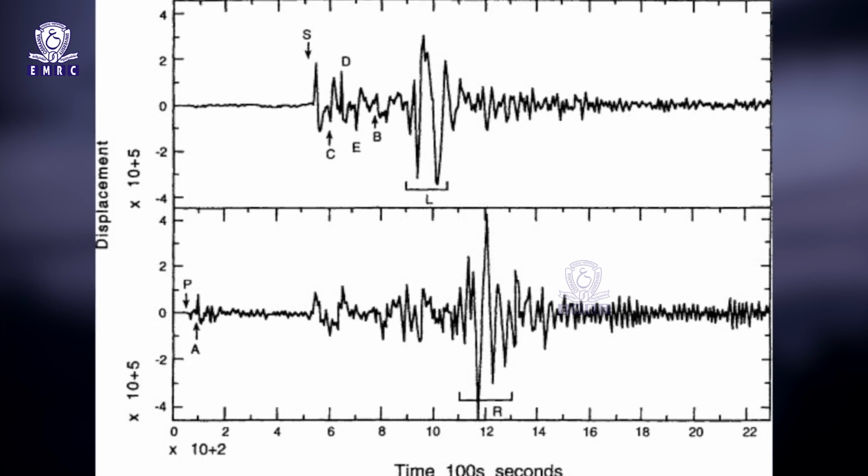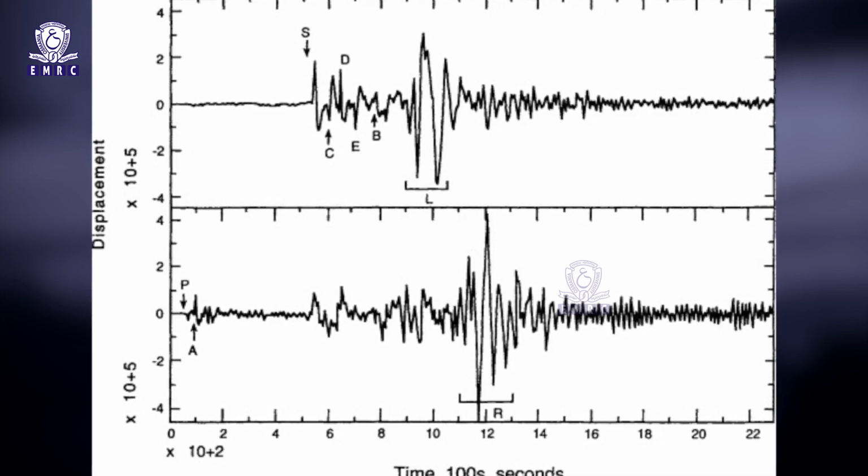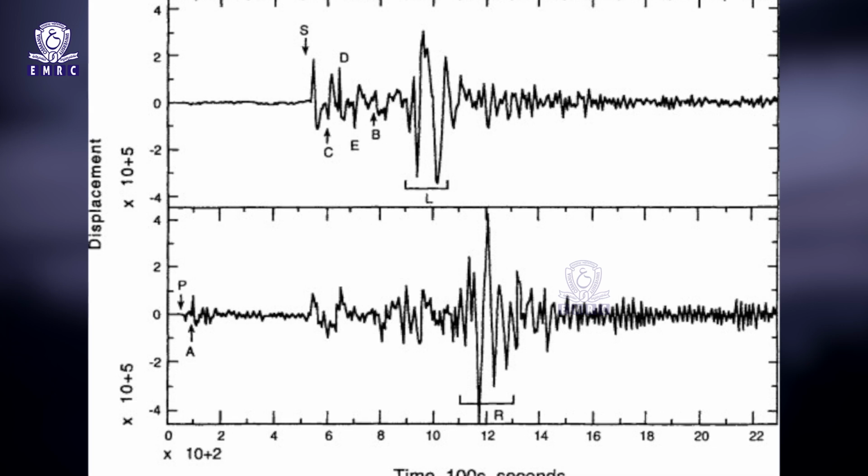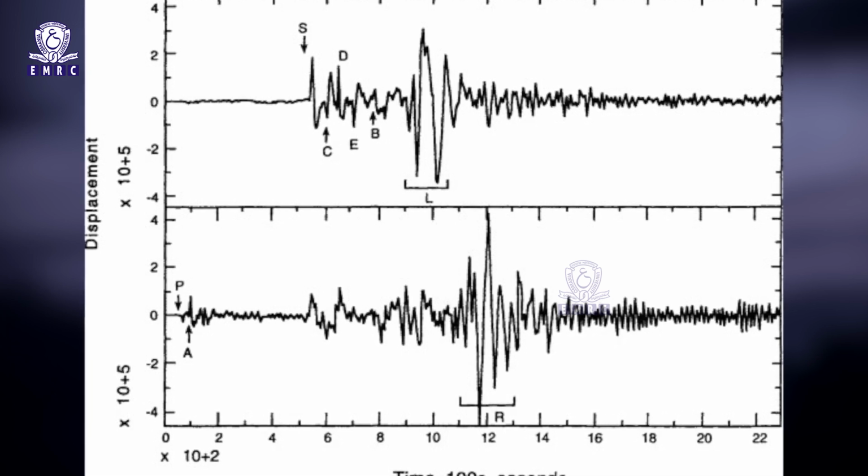The velocity of these waves is 3 to 4 kilometers per second and hence they are recorded last in the seismograph. L waves arrive a short while after the arrival of P and S waves because of the greater complexity of the path through the crustal layers.